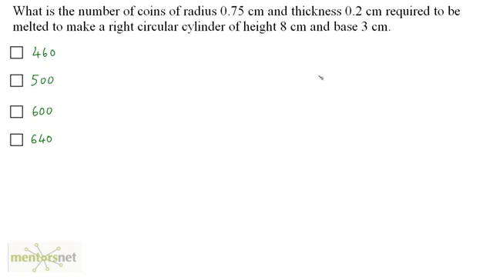Let us consider that the number of coins required is n. Now n coins are melted to form a bigger cylinder. So I can say that the volume of the cylinder is equal to n times the volume of one coin, right? The point is the volume should remain same. Now what is the volume of a cylinder? Well, it is pi r square h is equal to n times the volume of one coin.